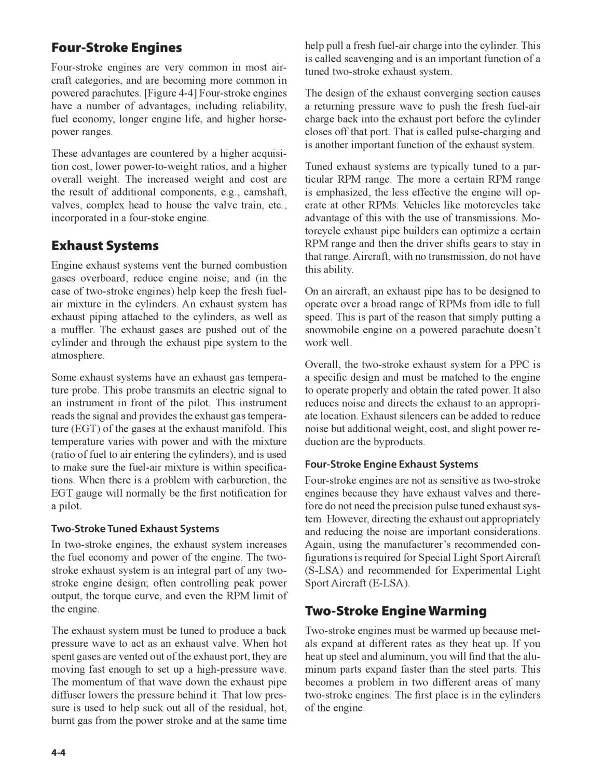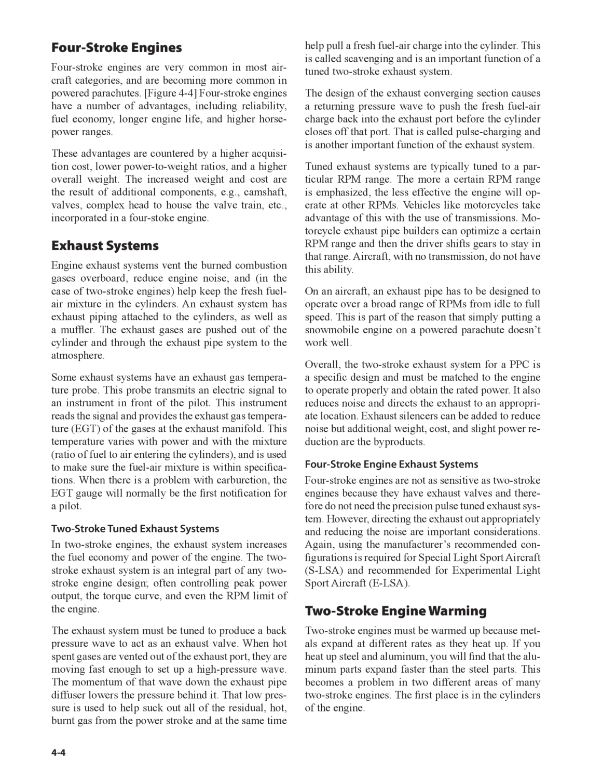This probe transmits an electric signal to an instrument in front of the pilot. This instrument reads the signal and provides the exhaust gas temperature, EGT, of the gases at the exhaust manifold. This temperature varies with power and with the mixture, the ratio of fuel to air entering the cylinders, and is used to make sure the fuel-air mixture is within specifications. When there is a problem with carburation, the EGT gauge will normally be the first notification for a pilot.